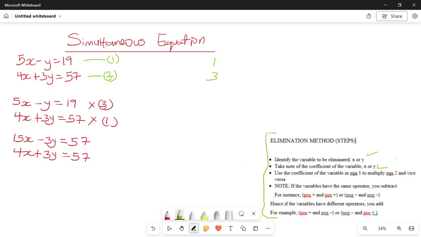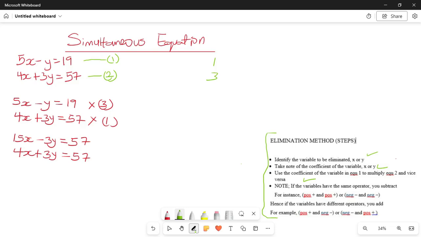The next one is, if the variables have the same operators, you subtract. For instance, positive, positive, we subtract, or negative, negative, we still subtract. If the variables have different operators, you add. For instance, positive, negative, you add, or negative, positive, you add. So let's go back to our question.